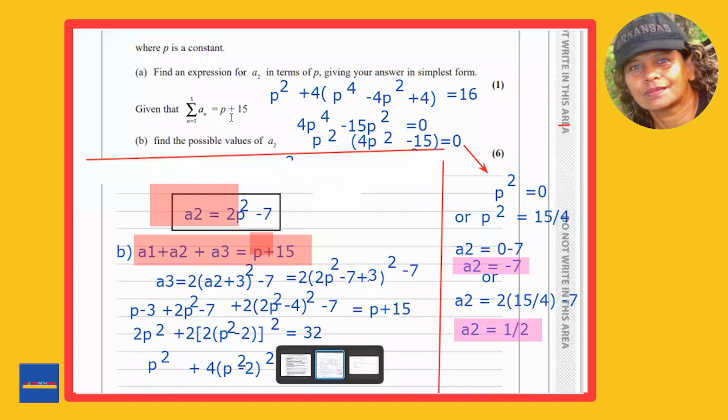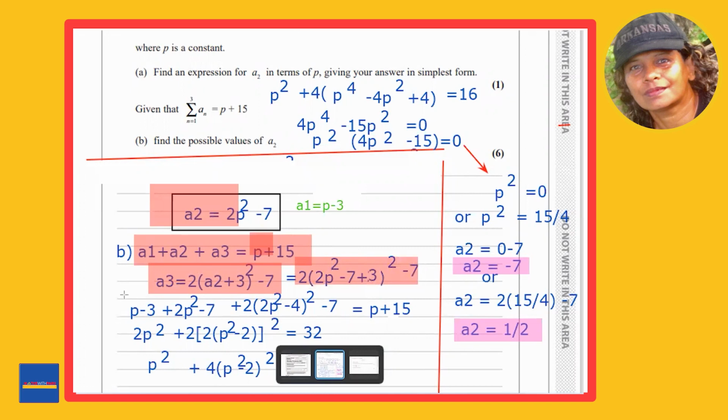A1 is equal to P minus 3. And we have also found out A2. What we don't have is A3, which we're going to go ahead and find out now. So here we have A3. Using our formula, A3 will be 2 into (A2 plus 3) squared minus 7, which is 2 into (2P squared minus 7 plus 3) squared minus 7.